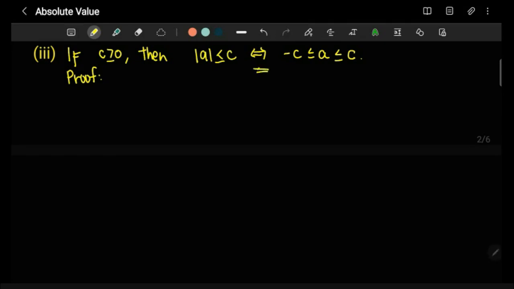So we need to prove two things: the necessary condition and the sufficient condition. So the if-then muna, the if-then condition. Alin yung if-then? So we assume this is true, then we show that this is true. Okay? So we're going to assume that the absolute value of A is less than or equal to C. So suppose the absolute value of A is less than or equal to C.